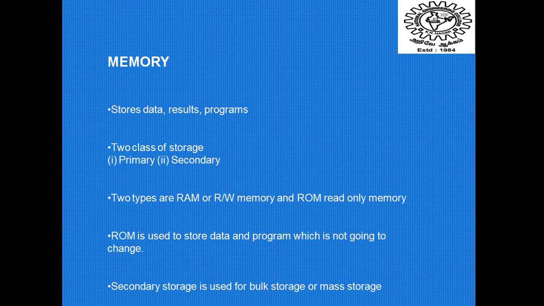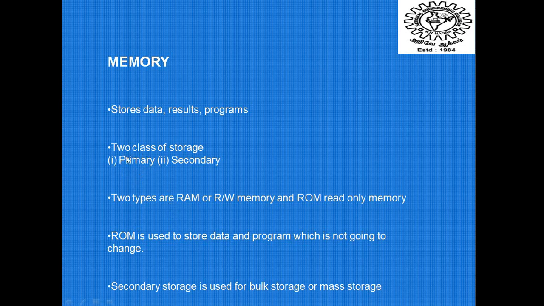Then we see about the memory. As we already know, memory stores the data, everything. Memory is used for storing the data. The two classes of storage are primary and secondary. The two types are also RAM, read and write memory, and ROM, read only memory, etc. The primary memory is like RAM.